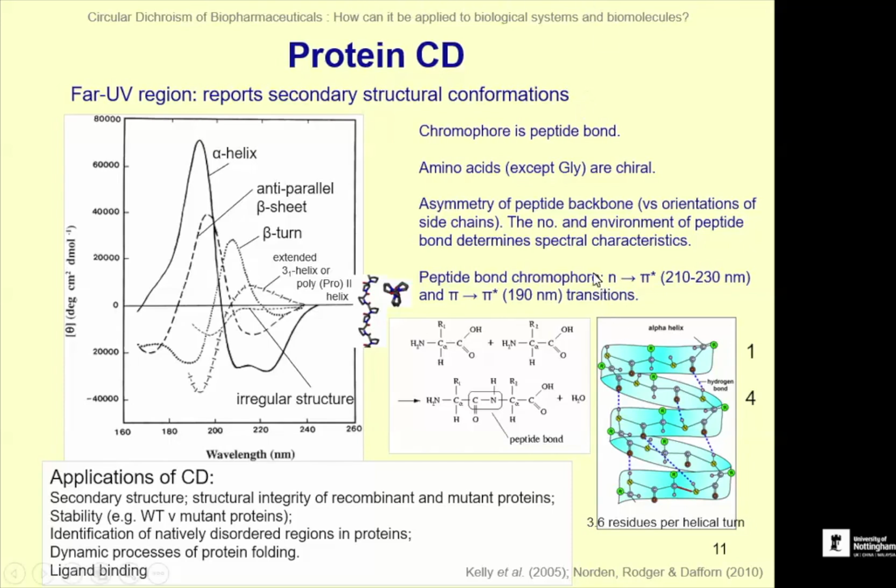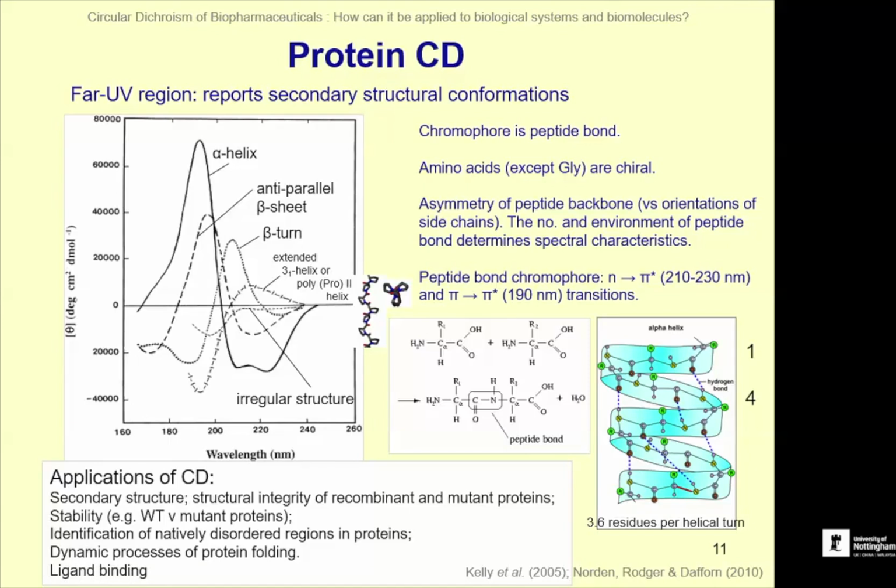Now, coming back to the peptide bond being the chromophore, which produces the transitions: 210 and 230, and 190 for the alpha helix is a common theme in alpha helices. These are the transitions. n to pi star and pi to pi star transitions are responsible for giving those spectral characteristics. So all proteins have peptide bonds, so why don't they all appear the same? The reason is, of course, their secondary structural arrangement.